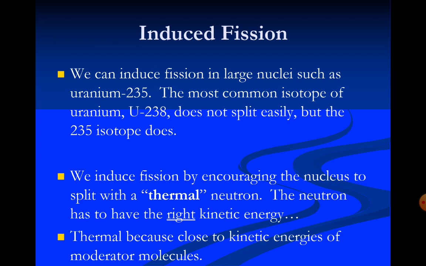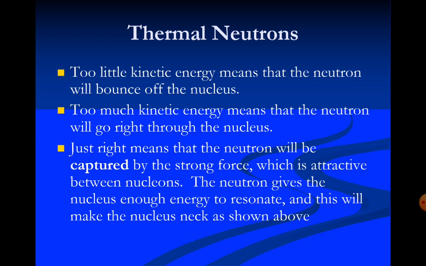But this neutron needs to have the right kinetic energy. What we mean by a thermal neutron is the kinetic energy of the neutron, and it needs to be close to the kinetic energies of the moderator molecules. Now, if the neutron doesn't have enough kinetic energy, it will bounce off. If the neutron has too much kinetic energy, then the neutron goes right through the nucleus. So the neutron needs to have the right energy in order to split up the nucleus. It is like the same energy inside the nucleus, to give that resonance.